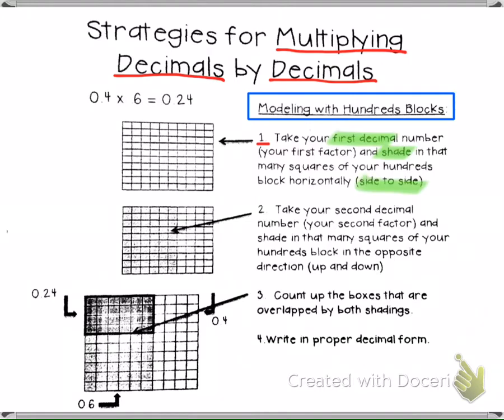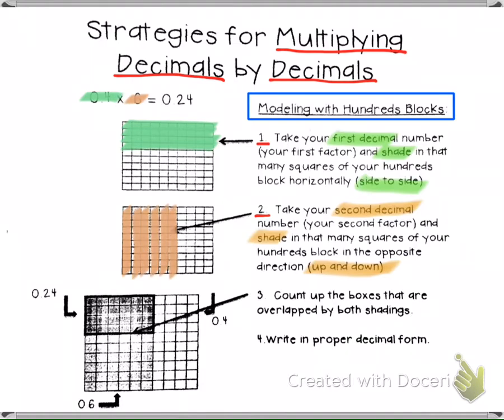That means side to side. So my first number is 4/10. I'm going to shade 4 of those rows. That's because it's 4/10. The next step is to take the second decimal, and that's your second factor, and shade, but this time you're going to shade the opposite direction. So since we already shaded side to side, now we're going to do up and down in the vertical direction. So the second number is 6/10, so I need to shade in 1, 2, 3, 4, 5, 6 columns.